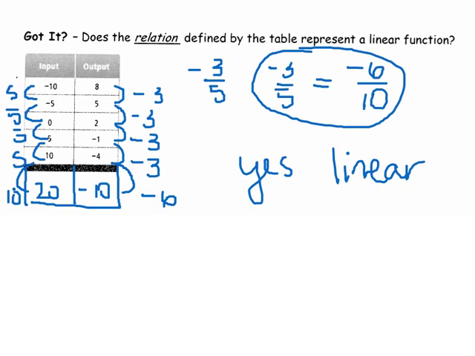It's linear because the rate of change is constant, and it's a function because if I look at all of my inputs, they don't repeat. Every single input is paired with exactly one output, so that's a function. Let's move on to the next page.